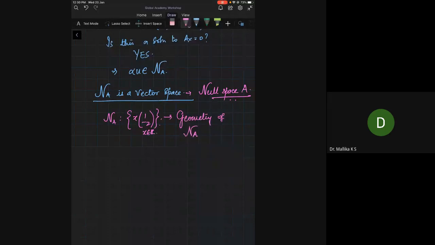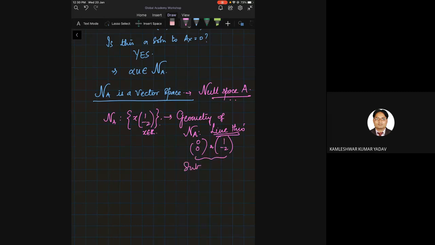It is a line passing through the origin and the point (1, minus 2). We have looked at all the points in R2, but we only found that the solution to Ax equal to 0 lies on this line passing through the origin and (1, minus 2). Is that right? Therefore, this is not all the points in R2, but a subset of points in R2. Is that right? Yes, sir. Therefore, what do we call Na?